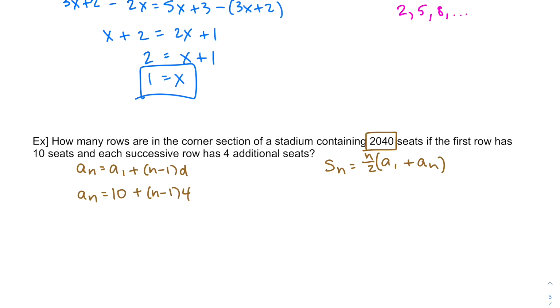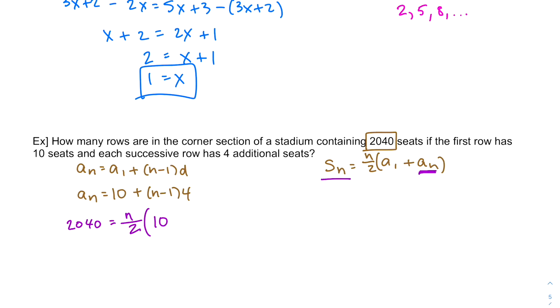So I can apply this formula by saying, okay, this is 2,040, so 2,040 equals, now the thing is I don't know n. I'm sorry, I don't know how many rows there are. So I'm going to leave that as n over 2 times a sub 1 plus a sub n. Well, a sub 1 we know. We know that the first term of the sequence is 10.